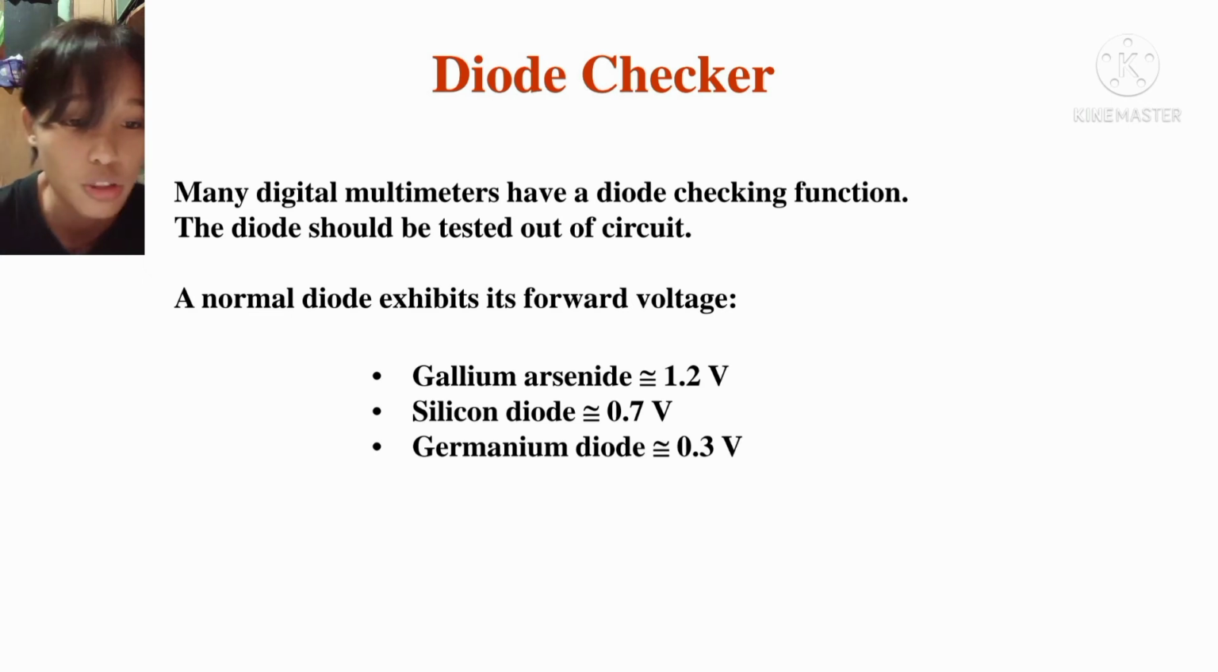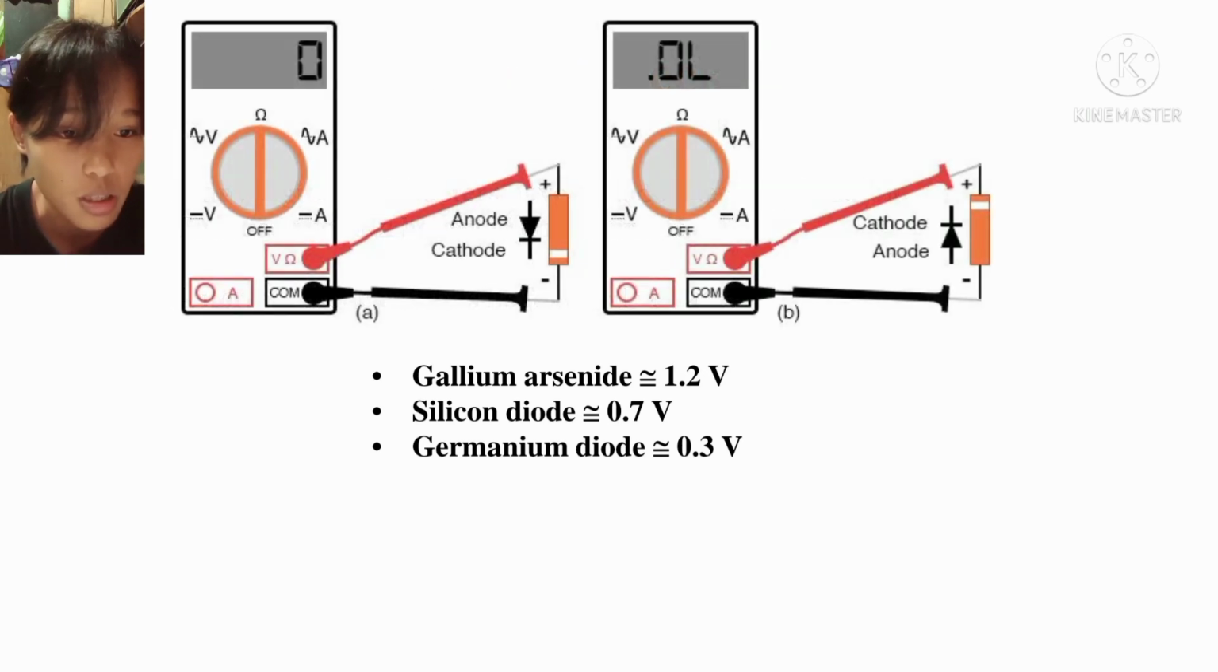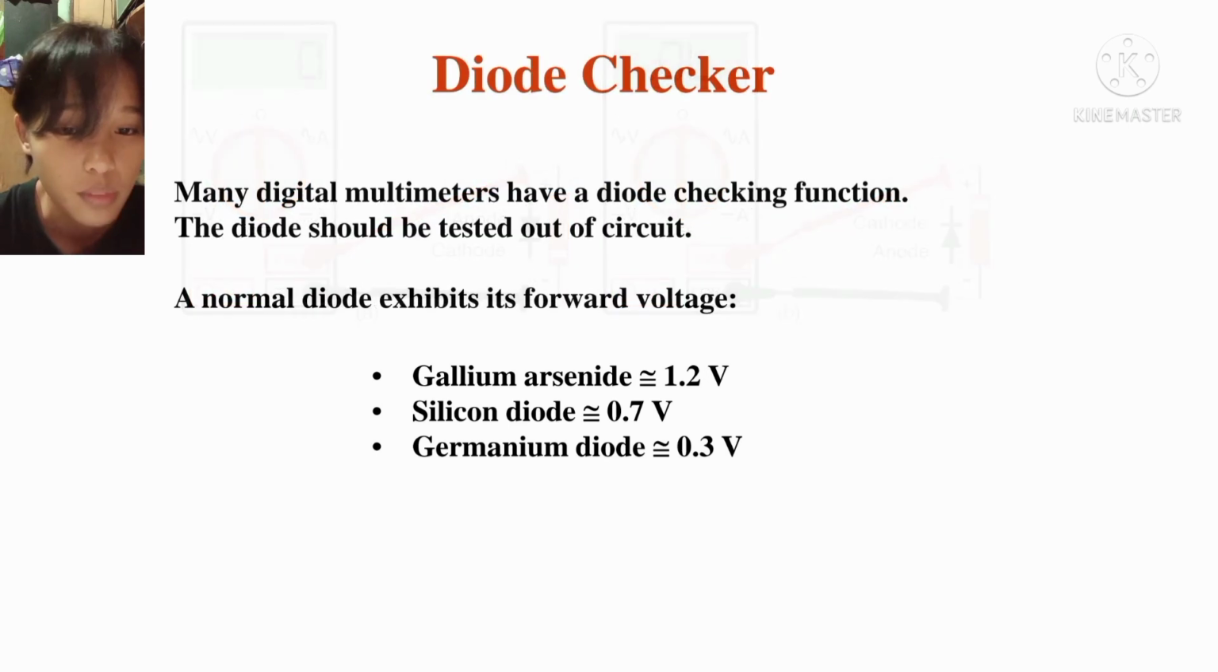So makikita natin ito sa mga multimeters, multitesters like that. The diode should be tested out of circuit. A normal diode exhibits its forward voltage: for the gallium arsenide, which is 1.2 volts, silicon diode 0.7 volts, and germanium diode, which is 0.3 volts.